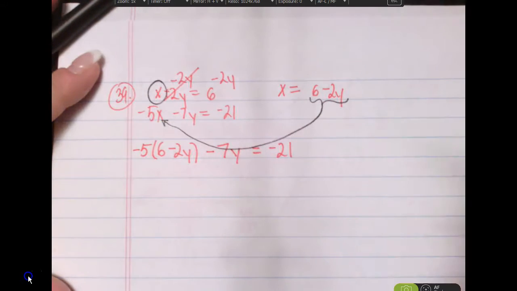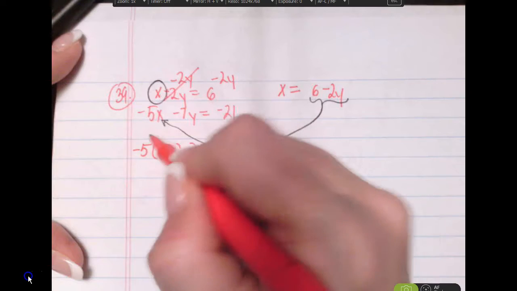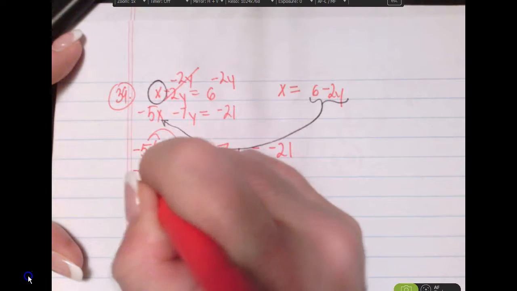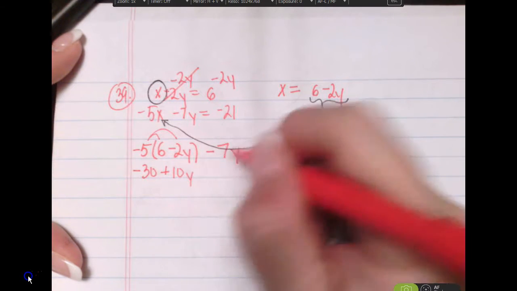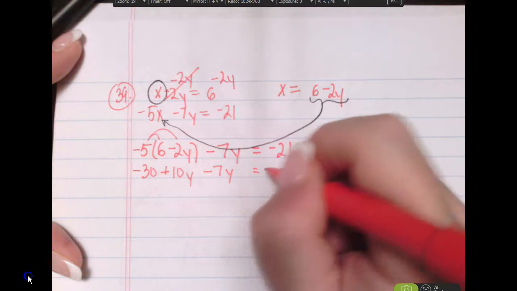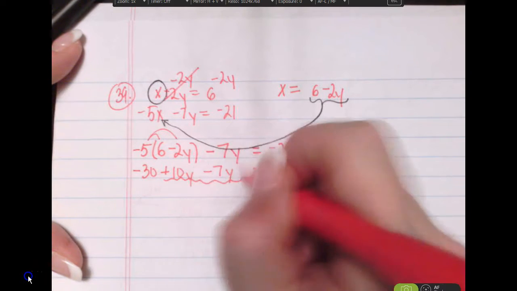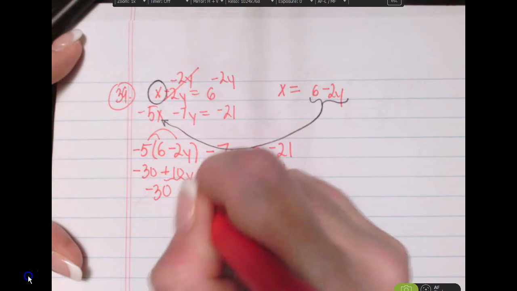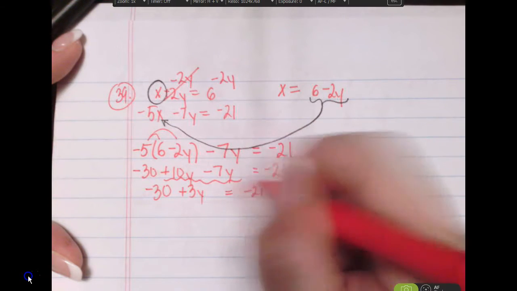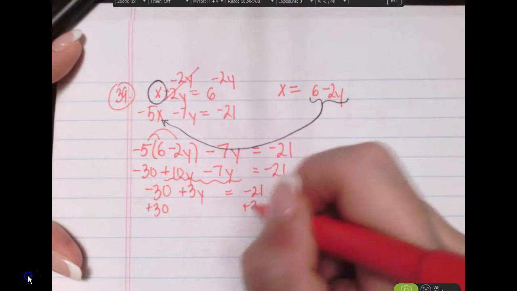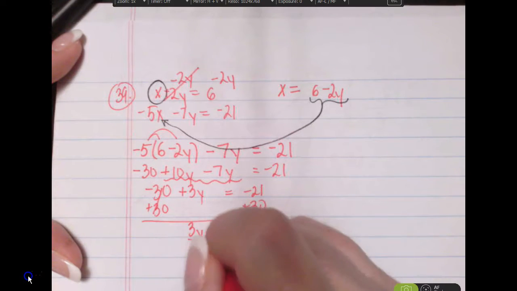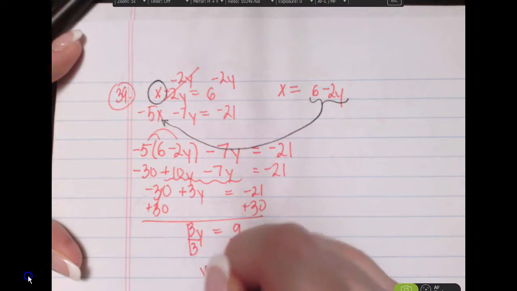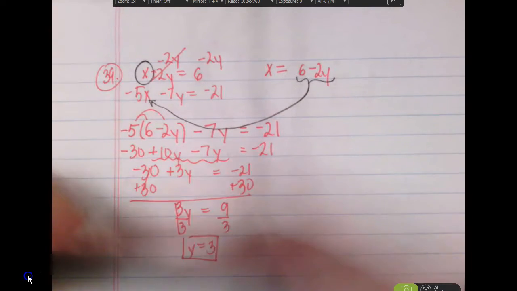And now we've got a rather complex equation, but we know how to solve, assuming we don't make any careless mistakes. -30 minus 5 times minus 2 is plus 10y. Then keep writing the equation. Now I'll combine my terms. -30 plus 3y equals -21. Add 30 to both sides. Get 3y equals +9. So y equals 3. So once I have one variable solved for, I will plug it back in.